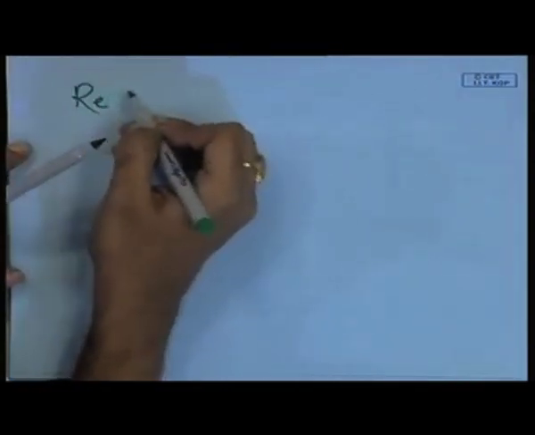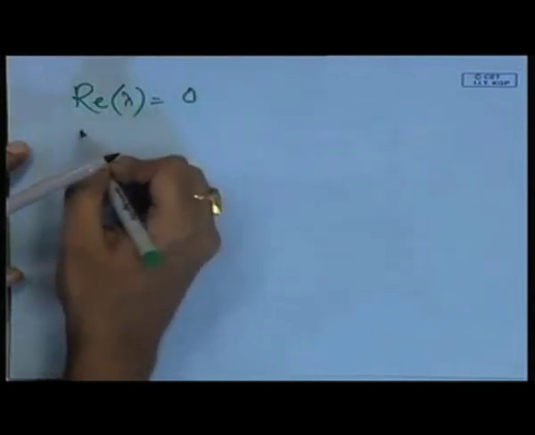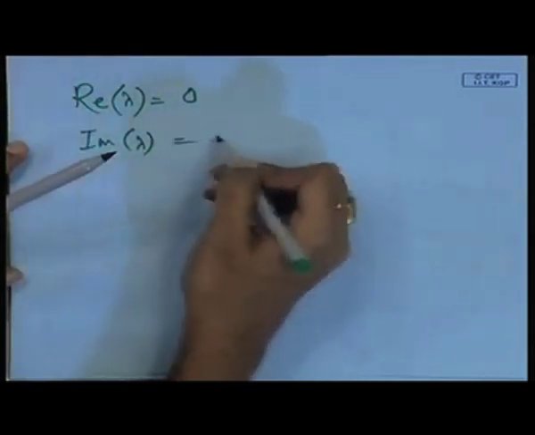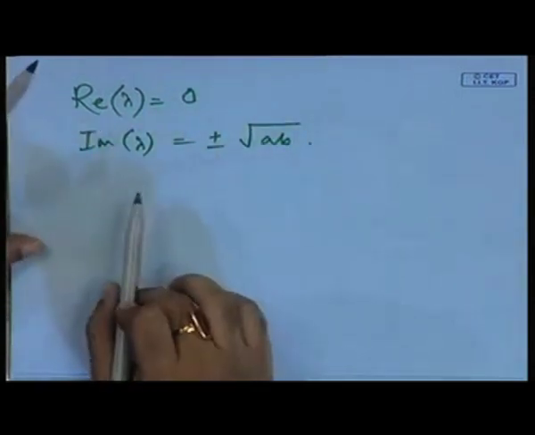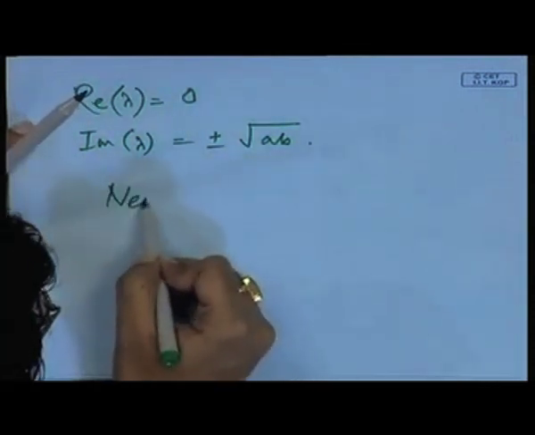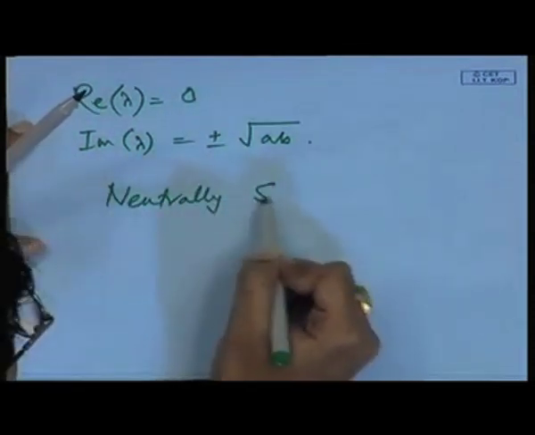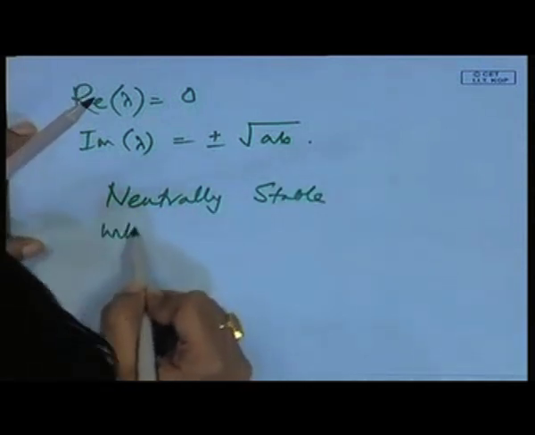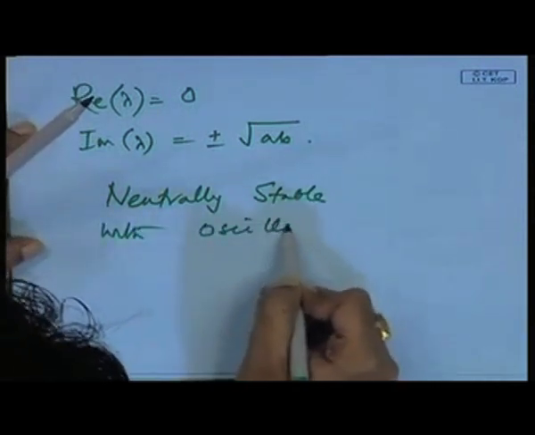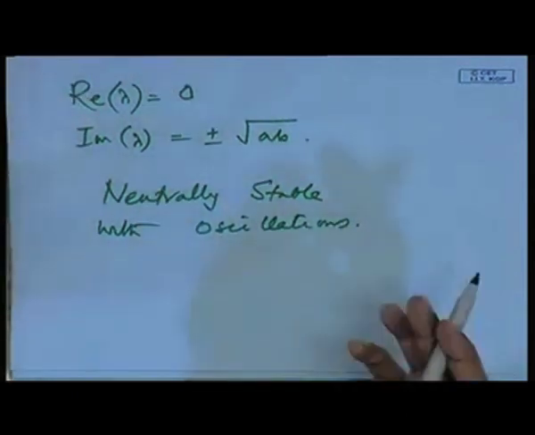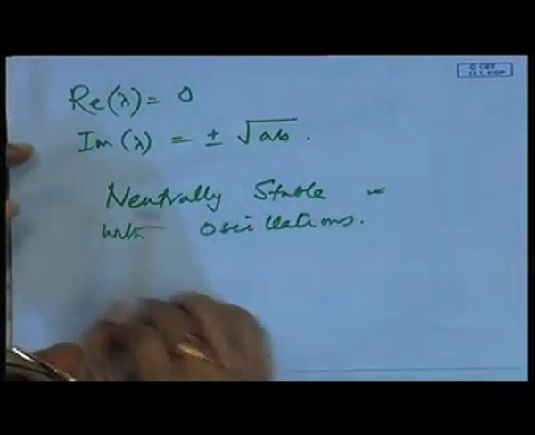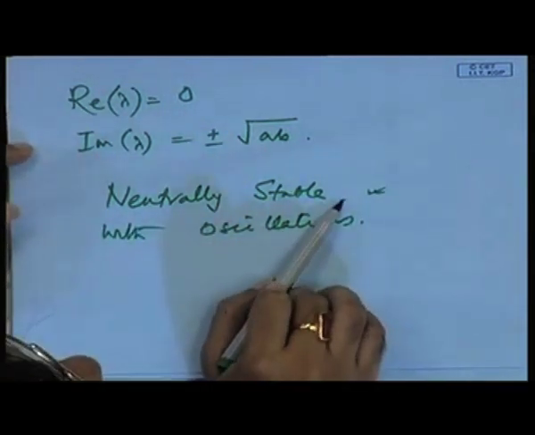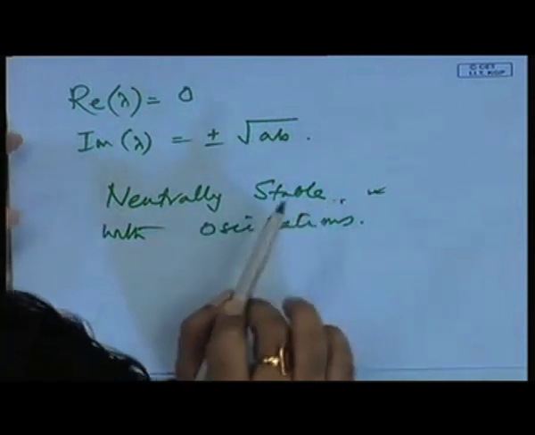That the system, so if real part of lambda is 0 and imaginary part of lambda equals plus minus square root of AB, this means what? This means that the system is neutrally stable with oscillations. So, the oscillations part we had already seen and predicted, and the new thing that we find over here is that the system is neutrally stable. It is not asymptotically stable, it is not unstable, but it is neutrally stable.